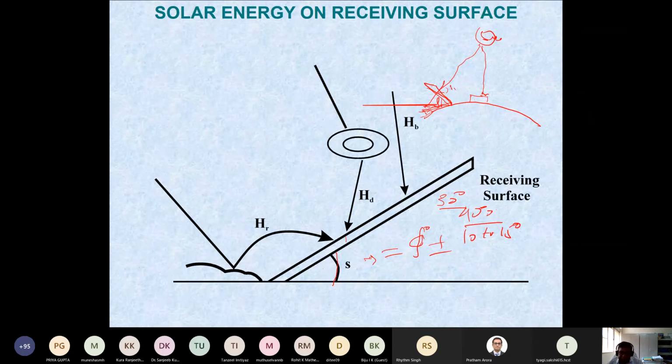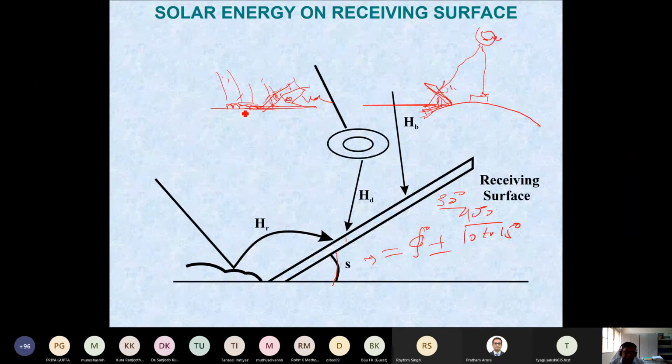One more thing is over here. If I keep my receiving surface horizontal to the surface, then I consider only beam radiation and diffuse radiation. But when I tilt this receiving surface, beam radiation and diffuse radiation are falling, that is there. But what happens if the neighboring body has the tendency of reflectivity? That means the surface is of a reflective nature. What will happen? Because I have not protected this neighboring body from the sunshine, the same intensity of solar radiation will be falling on this neighboring body.